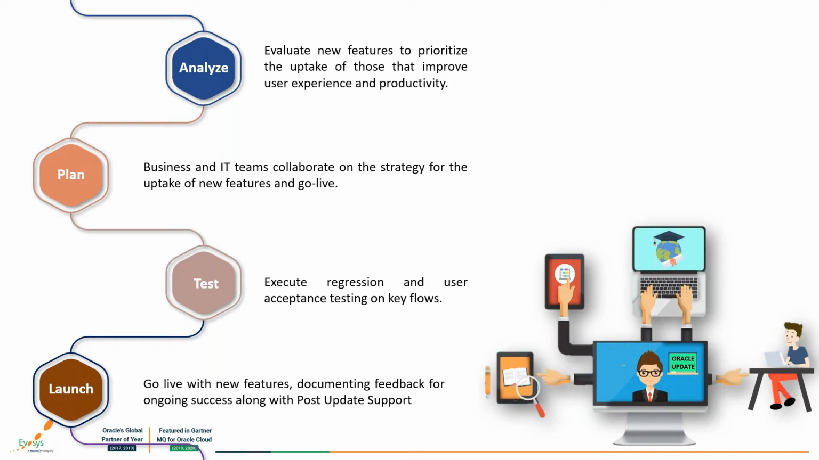The third stage is test. So this is where, whatever priorities you might have as per your business requirement and whatever features and releases you want to enable, we will execute the regression testing, followed by the user acceptance testing along with the key flows. So if you give us any business scenarios, we will do the regression testing for that. And the final step is basically to launch the features which you want to release within the wider business. And then we'll be documenting the feedback for ongoing success along with the post-update support.